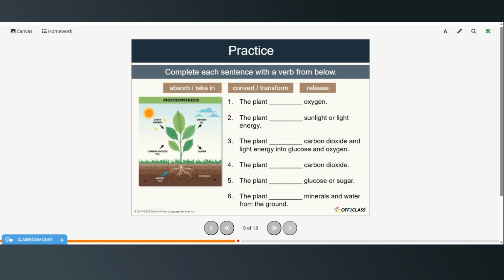All right, now complete each sentence with one of the verbs below. And you can pause the video, try that on your own, and then restart when you're ready to check your answers.